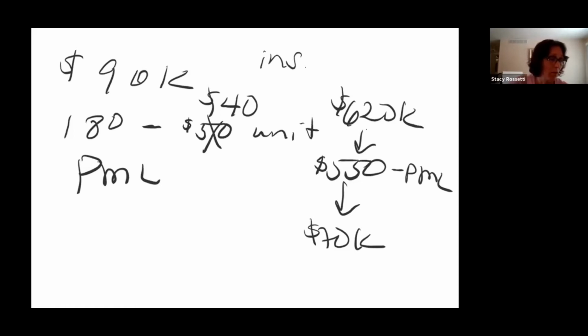So basically I have to find $550,000. Anybody have $550,000 I can borrow, right? I'm just asking. But then 550,000. And this is what the private lender looks like.